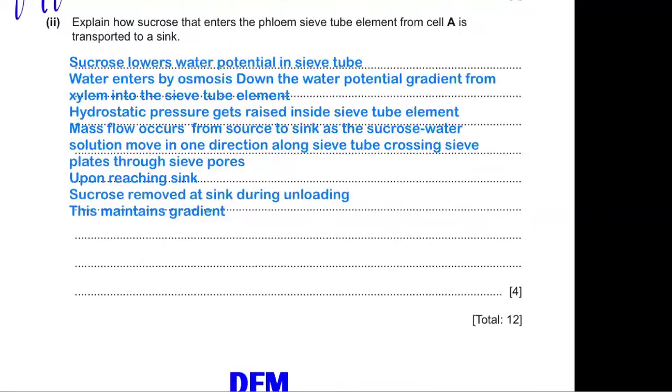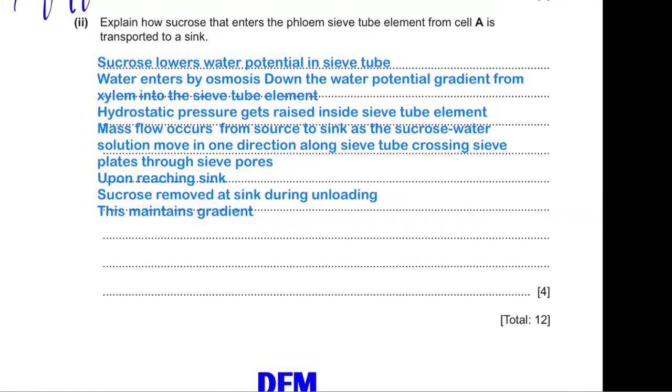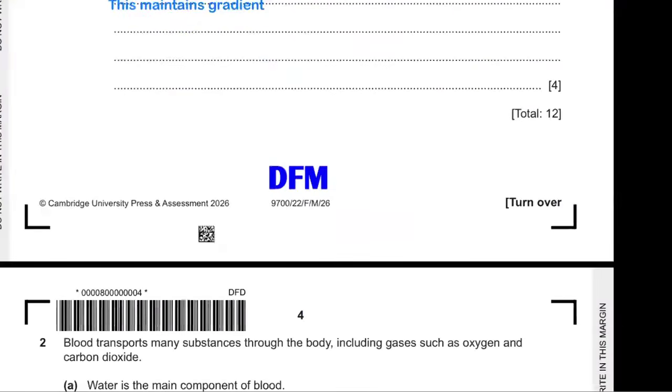Explain how the sucrose that enters into the phloem sieve tube from cell A is transported to the sink. So we know that sucrose lowers the water potential in the sieve tube, so water enters by osmosis down the water potential gradient from the xylem to the sieve tube element. The hydrostatic pressure gets raised in the sieve tube element and mass flow occurs. Sucrose moves to the sink; the sucrose and water solution moves in one direction along the sieve tube, crossing sieve plates through the sieve pores. Upon reaching the sink, the sucrose is removed during unloading, and this maintains the gradient.